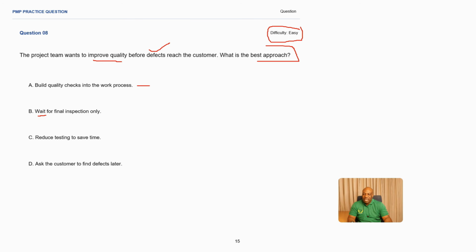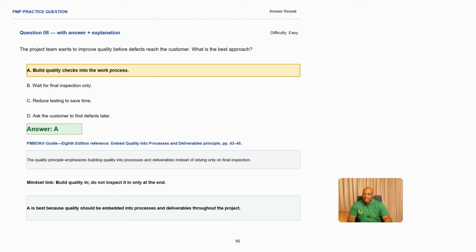So if you wait until the final inspection, what if it's not correct? You're going to get some delay. So we eliminate this. Then C, reduce testing to save time. You want to improve quality. The moment you reduce testing, most likely you're also going to affect quality negatively. So we are going to eliminate this answer. Ask the customer to find the defects later. You don't ask the customer to find the defects. You need to correct the defects before they actually reach the customer. So making A the best answer in this process.